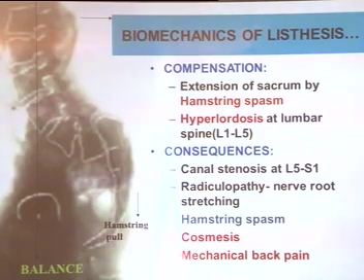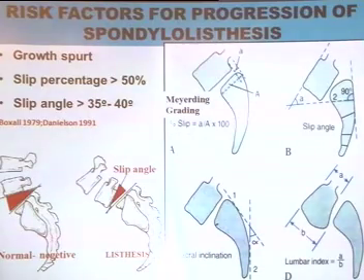There may be radiculopathy because of nerve root stretching and hamstring spasm. There is a cosmetic problem and mechanical back pain. Now, coming to the risk factors for progression of spondylolisthesis, one of the most important risk factors is growth spurt. If the slip percentage is more than 50, or the slip angle, which is normally lordotic, becomes kyphotic, if the slip angle is more than 35 degrees, then the chances of progression of deformity are much higher.